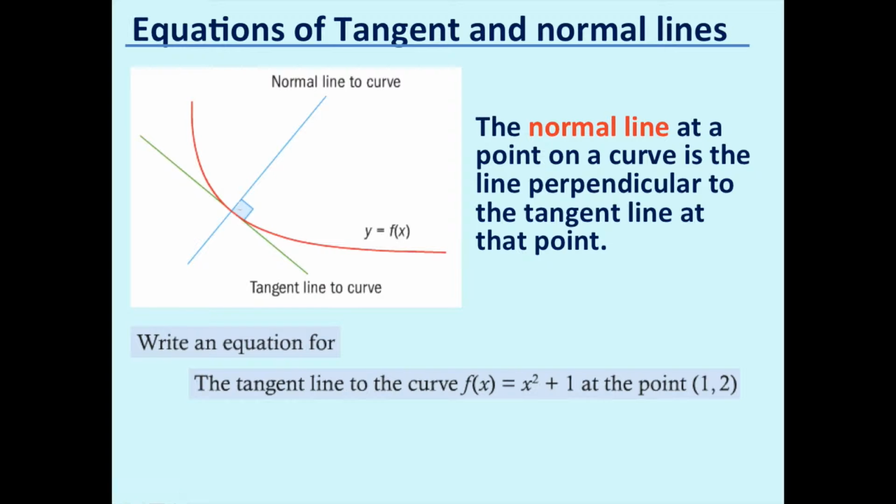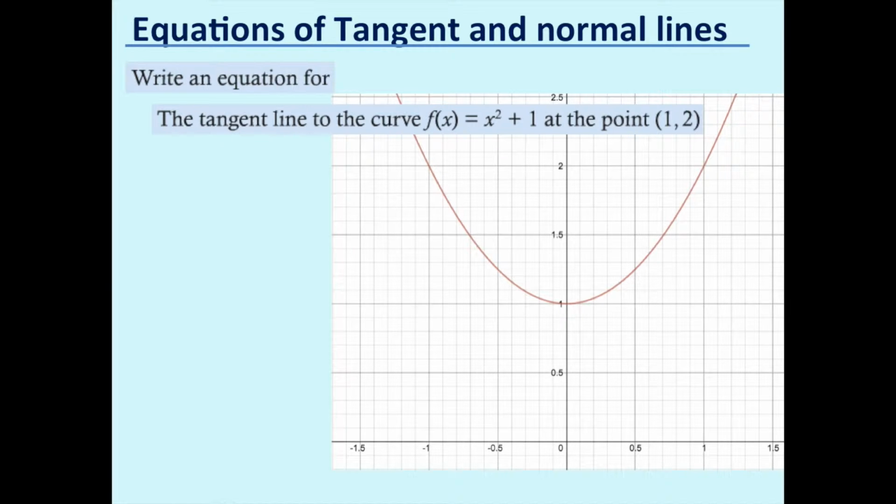The normal line at a point on a curve is the line perpendicular to the tangent line at that point, which is what we've got here. So here's a fairly straightforward question. Write an equation for the tangent line to the curve f(x) = x² + 1 at the point (1, 2). So I suggest you pause the video here and have a quick go at this question.